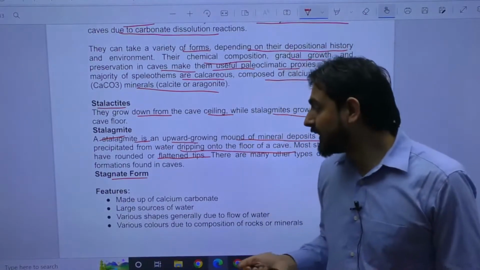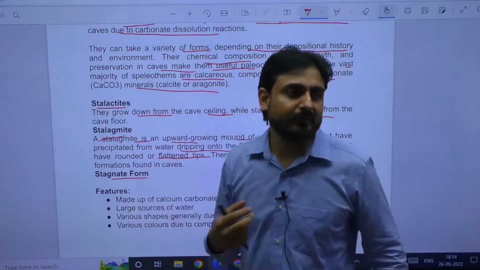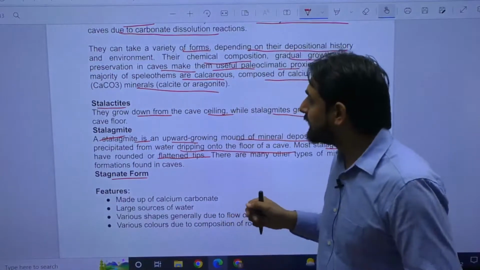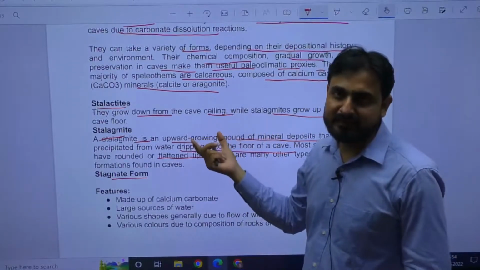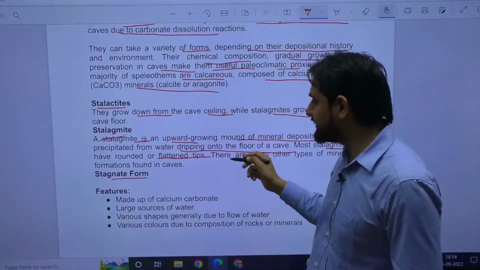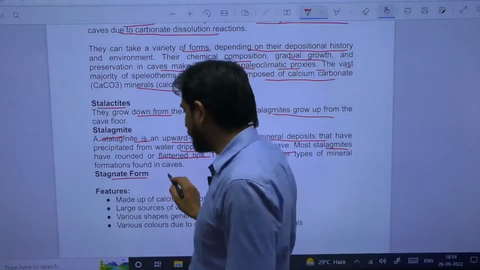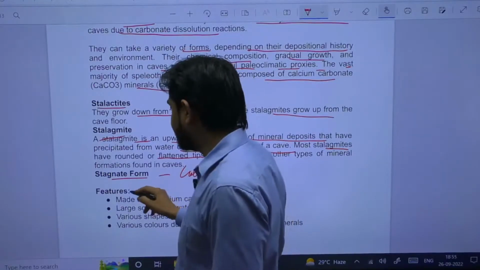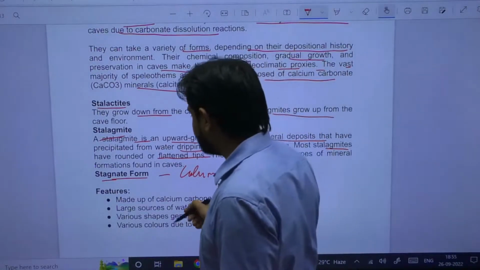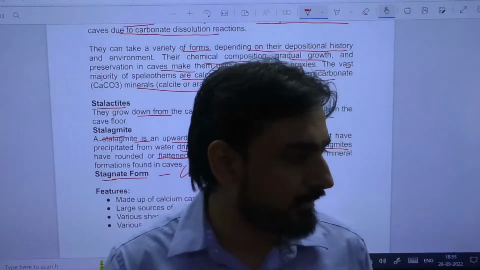Further, when they meet each other, suppose the stalactite continues development of the calcareous product from the roof, and further deposition towards upside in the form of stalagmite, then they develop a column. That is a stagnate form. Stagnate form means a complete pillar kind of shape that we notice over there.